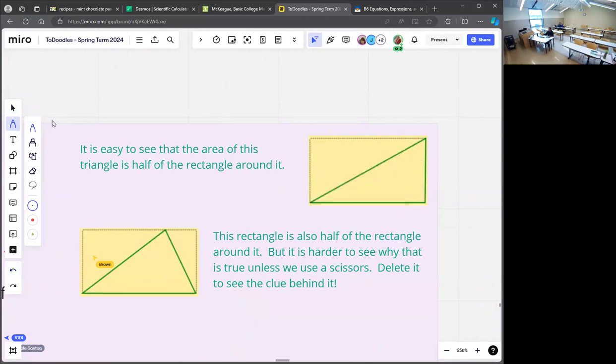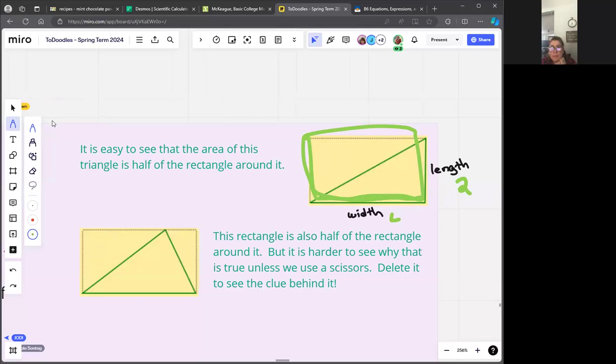So with that green triangle, if I have the length and width of the original rectangle, say, just as an example, that this whole rectangle had a length of 2 and a width of 4, then what would the area of the whole rectangle be? 8, right? Length times width.